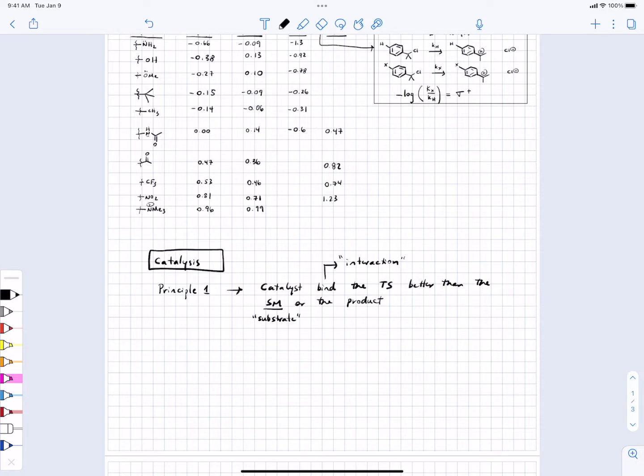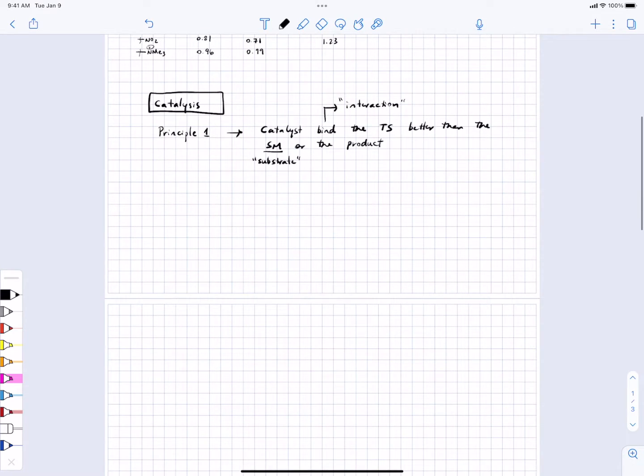And an important principle of catalysis is that you have to bind or interact with, as a catalyst, you should bind or interact with the transition state more favorably than you bind the starting material, or what we sometimes call substrate, and more favorably than you bind the product. And let me show you why this is the case.